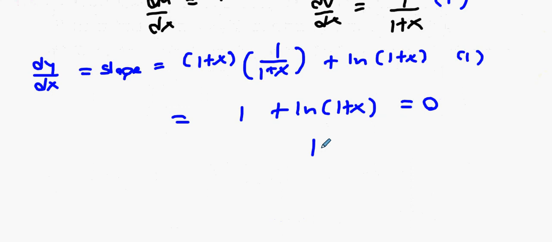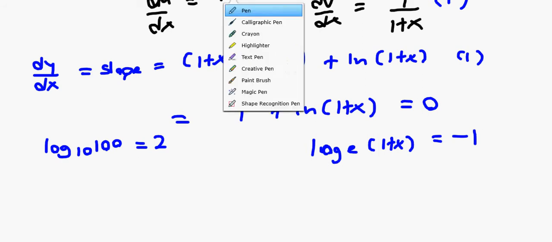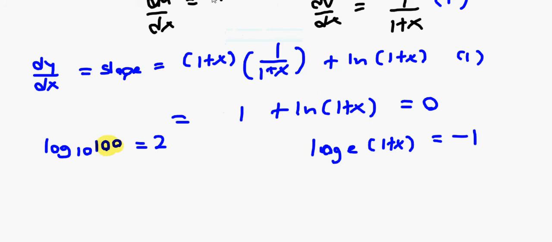All right, ln(1 plus x), or log base e of 1 plus x, equals minus 1. Now, what did I do with the e? I remember, let me see. Log 100 base 10 is 2. Where does the 10 go? If I want to get rid of the log, what do I do? 100 stays where it is, and the 10 moves up and underneath. So you get 100 equals 10 squared.